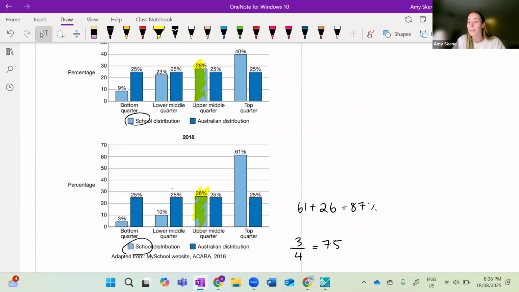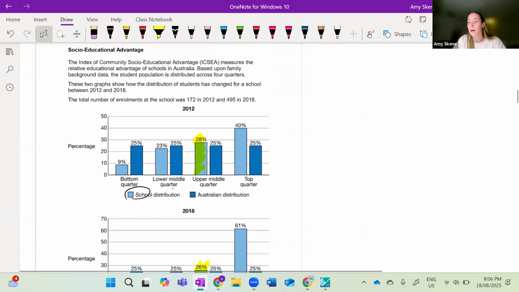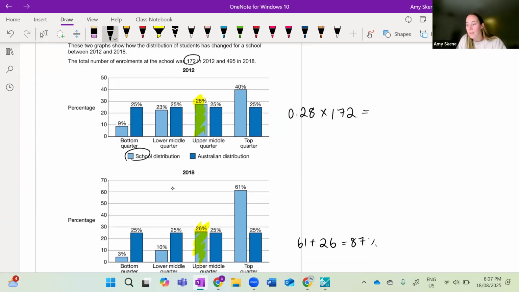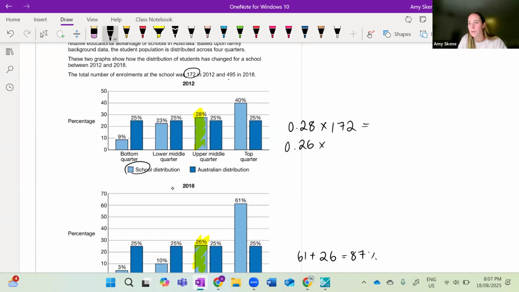So you cannot rely on 28 to 26. We are going to calculate the number of students. Again, you do that by using the decimal form. So 0.28 multiplied by the total number of enrollments, 172 students. And we are going to compare that to our next one in 2018 of 26%, so 0.26 multiplied by the enrollments then, which is 495. And I'm going to compare those two numbers.